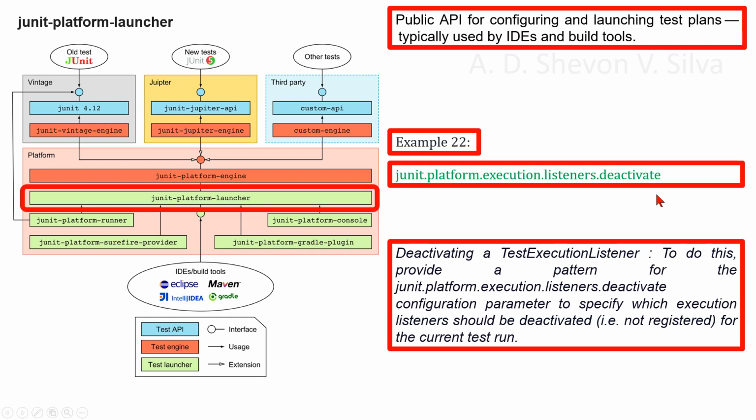In addition, since execution listeners are registered before the test run starts, the junit.platform.execution.listeners.deactivate configuration parameter can only be supplied as a JVM system property or via the JUnit Platform configuration file. This configuration parameter cannot be supplied in the LauncherDiscoveryRequest that is passed to the Launcher.